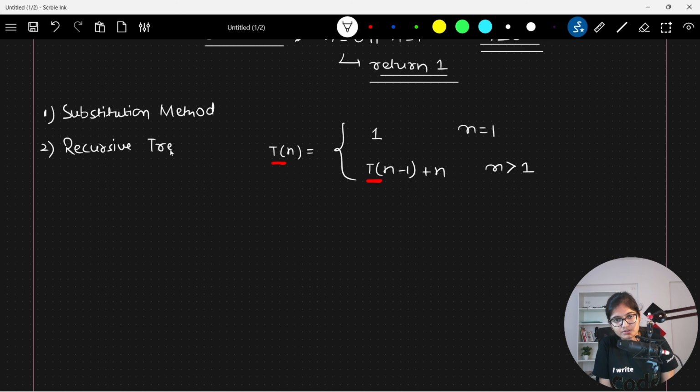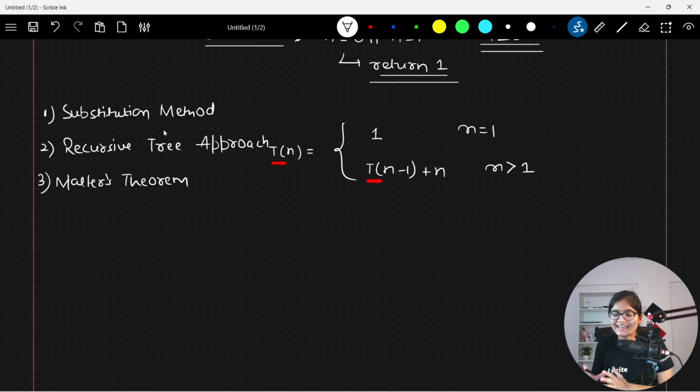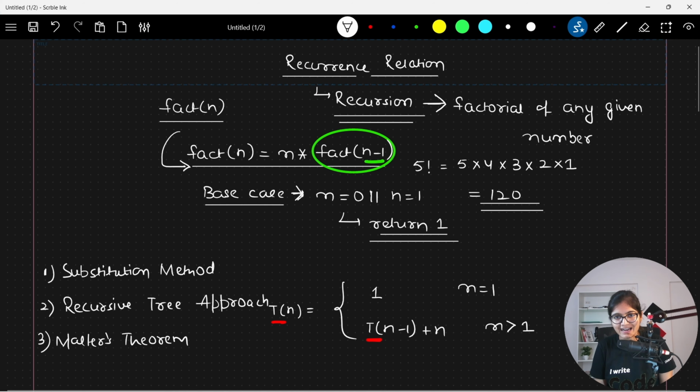Recursive tree approach. And the last is something which we call the master's theorem. So here we have 3 main methods with the help of which we can solve any recurrence relation. Okay? So what we will try to do is discuss each and every method step by step in every video.